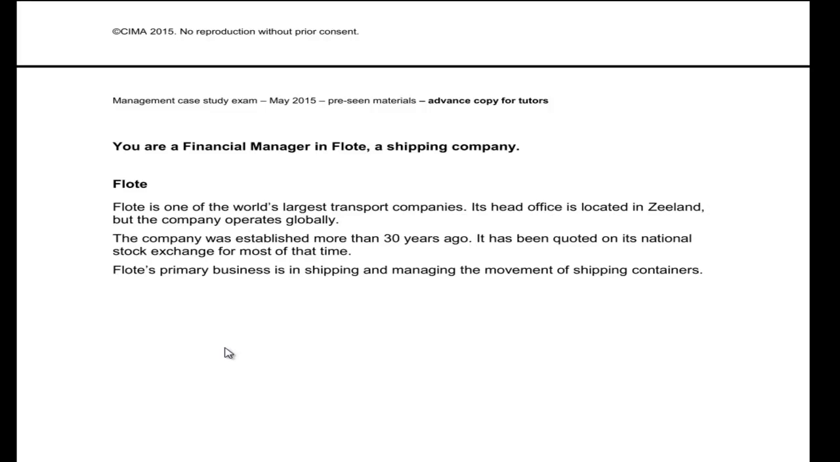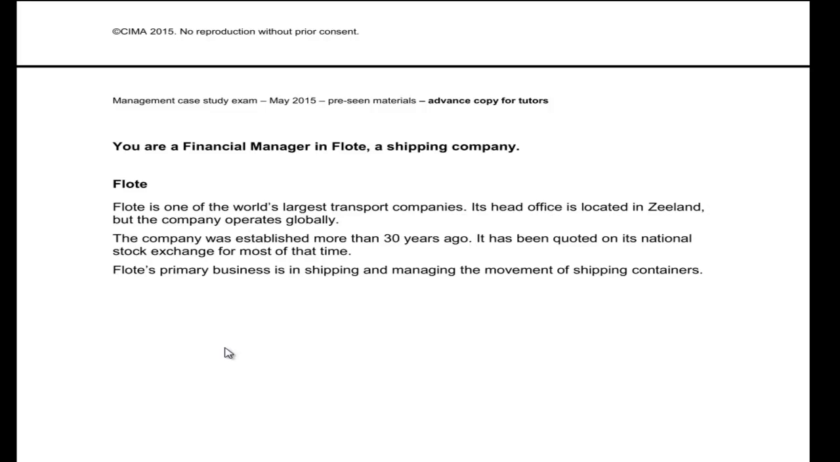A lot of students will instinctively just look for the big issues straight away. They'll scan through the Preseen and see there's a huge balance sheet here, so therefore, that's something they can pick up on. That's going to be a big balance sheet type question. But that's not necessarily the case.